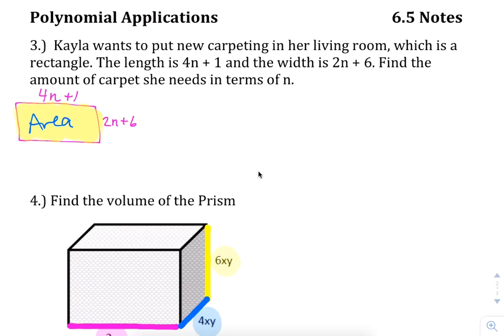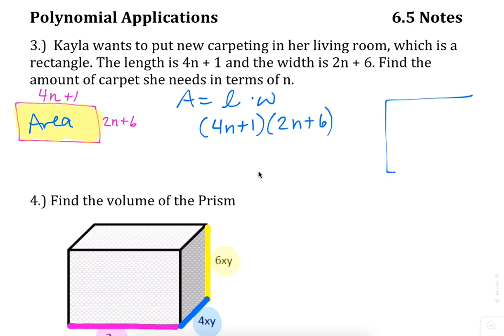So in this problem, we want to remember our formula. Area is length times width. It said our length is 4n plus 1, and our width was 2n plus 6. We are multiplying binomials, which means we need a Punnett square. I put my first binomial on the left, my second binomial on the right. Let me give you just a second to copy that down. Pause it if you need to.